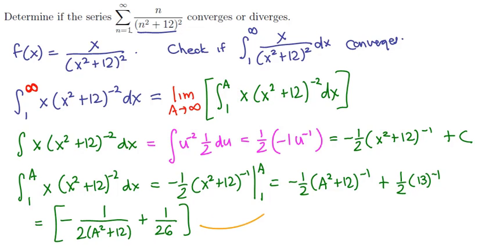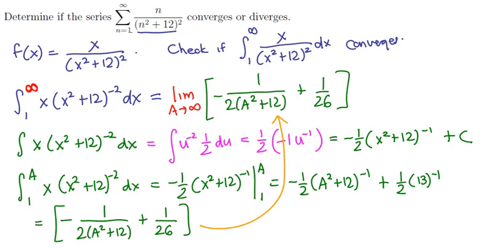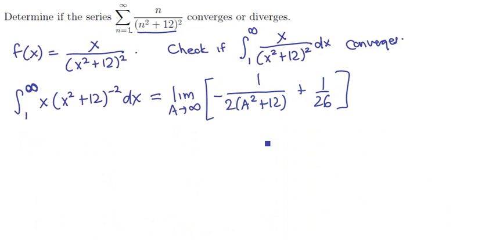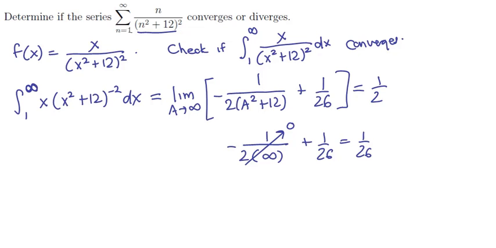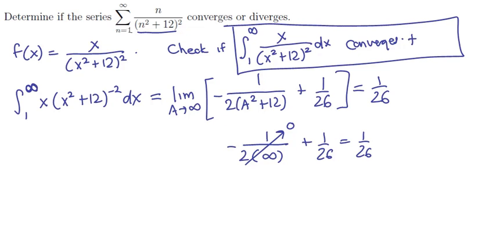Now we can go plug this into here and take the limit of that. So if we let a tend to infinity, we're first going to have 1 over 2 times infinity plus 1 over 26. The 1 over infinity term tends to 0, and so we get a 1/26. Therefore, the improper integral converges to 1/26. That means, according to the integral test, that the series converges as well.